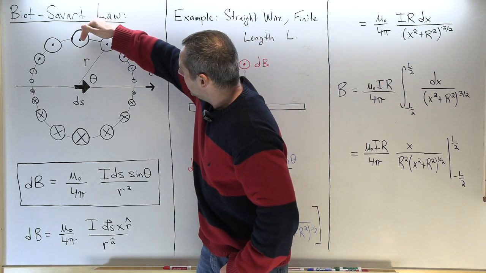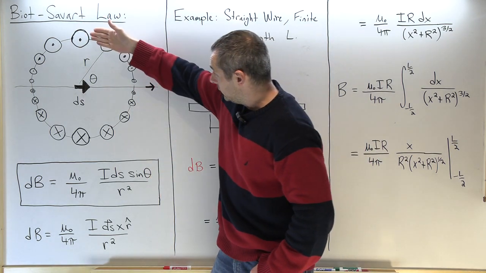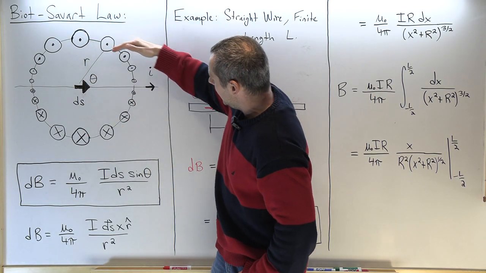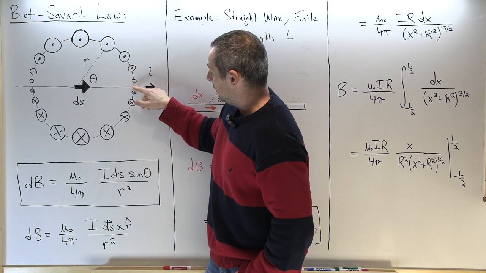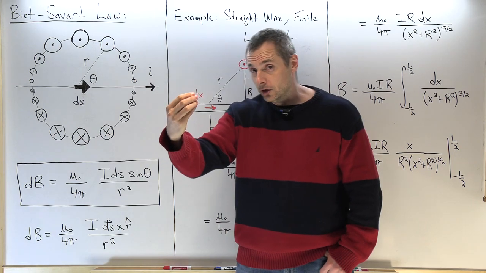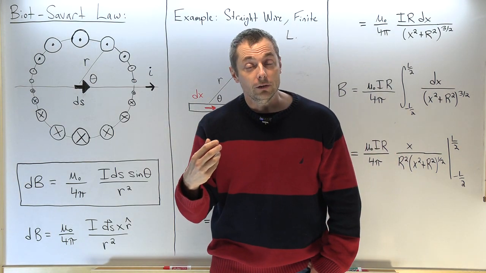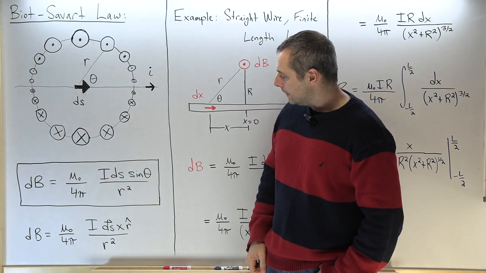And then this angular dependence in the sine theta formula. Notice that at 90 degrees, we'd have maximum magnetic effect. And at 0 degrees and at 180, there's no magnetic field. When there's current coming straight at you, you experience no magnetic field because of that current. And same when it goes away.